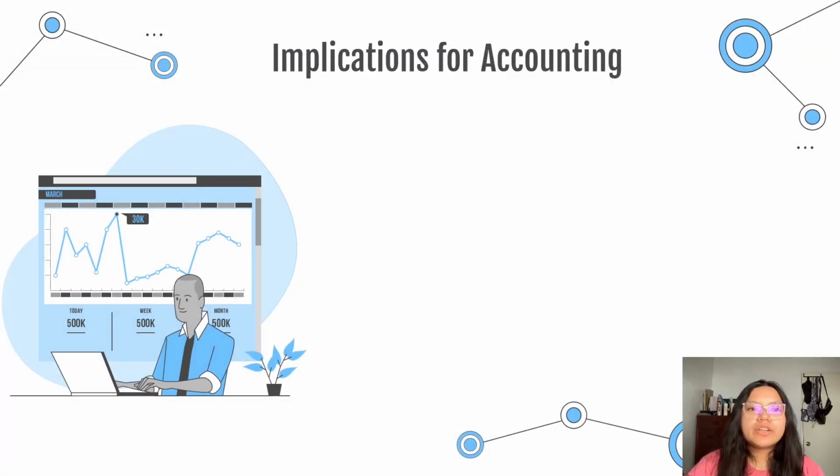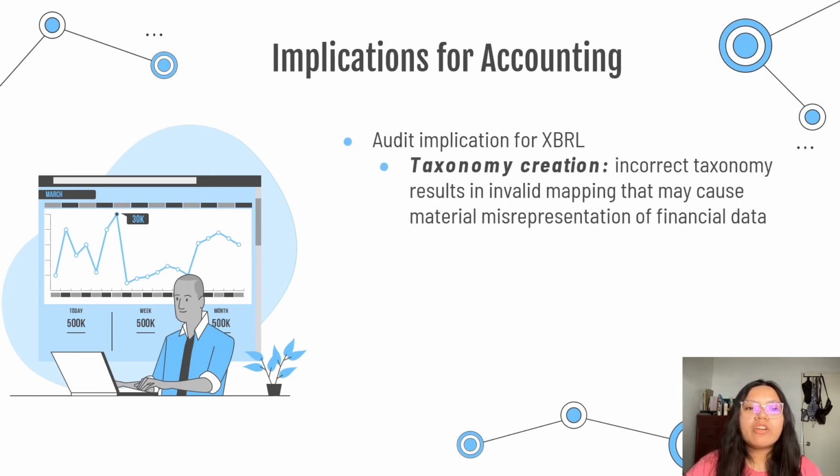Now we have here the implications for accounting. So the audit implication for the XBRL. So we have here the taxonomy creation. An incorrect taxonomy results in an invalid mapping that may cause material misrepresentation of financial data. So here, for example, yung coding mo dapat is pupunta sa cash pero na-code mo siya papunta sa ibang asset. Then it would misrepresent or misinterpret our financial information already.